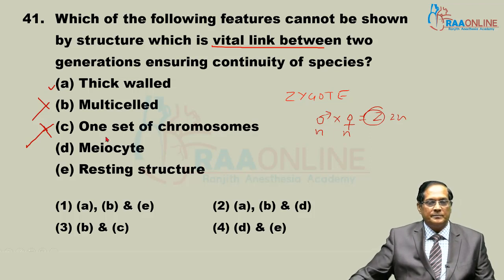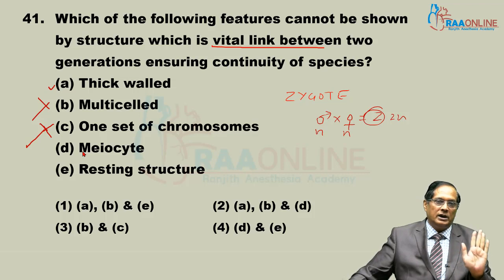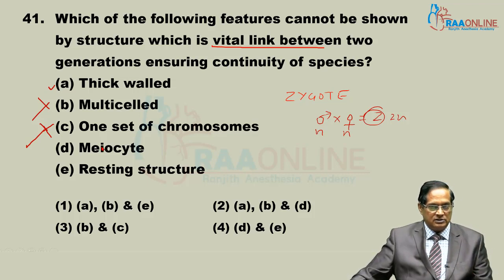So the third is wrong. Then it is a meiocyte in some cases, not in all cases, but it is right. Then resting structure is also right, since in some cases it takes rest. So that is A, D, E. Here only thick walled can be ignored.